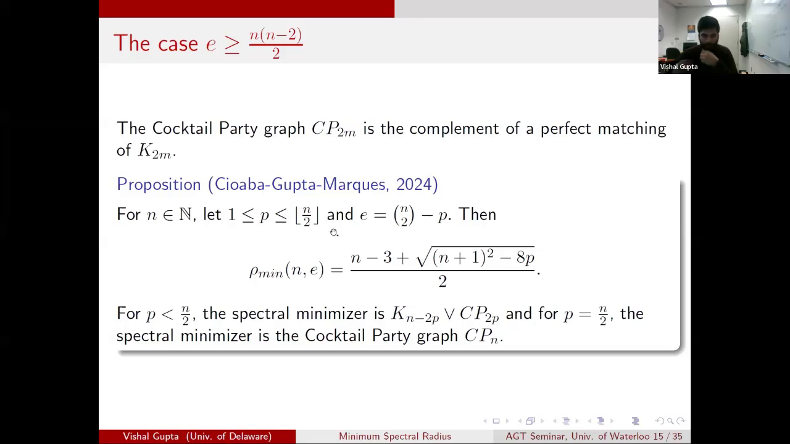For this range, we showed that when p is strictly less than n over 2, a spectrum minimizer is a join of a complete graph of order n minus 2p and a cocktail party graph. And when p is equal to n over 2, the spectrum minimizer is the cocktail party graph, where a cocktail party graph is the complement of a perfect matching of a complete graph on even vertices. So it's only defined when n is even.